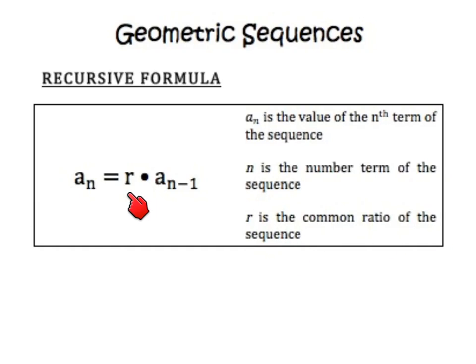And R is the common ratio of the sequence. So whatever we're multiplying by each time, because remember, geometric sequences are all about multiplying, where arithmetic sequences were all about adding. So R is that common ratio. Remember, when we were talking about the common form, f of x equals a b to the power of x, b was your common ratio. It's your common ratio here also.